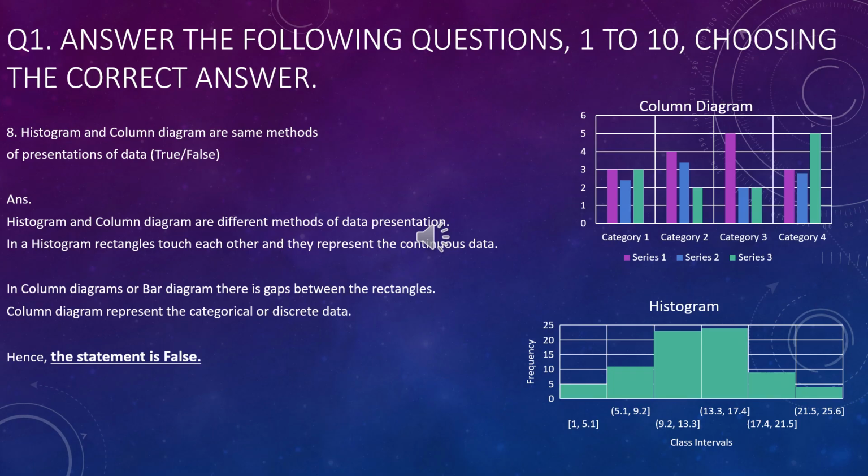Now we come to question number 8, which says histogram and column diagrams are the same methods of presentation of data. Is it true or false? For this, we will again answer the question first. Histogram and column diagram are different methods of data presentation. In a histogram, rectangles touch each other and they represent continuous data, while in column diagrams or bar diagrams, there is a gap between the rectangles. Column diagrams represent categorical or discrete data. Discrete data, we have done this, are certain values which are formed in the classification of data. So the statement here is false.